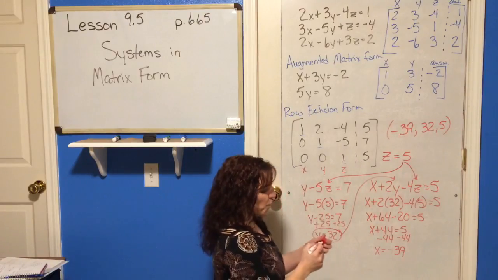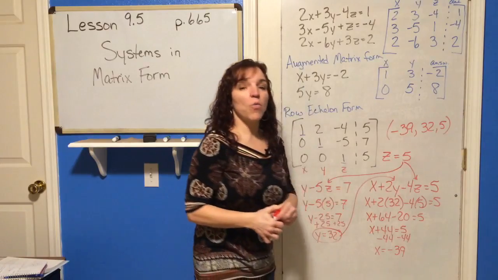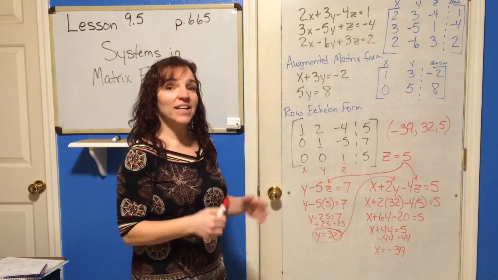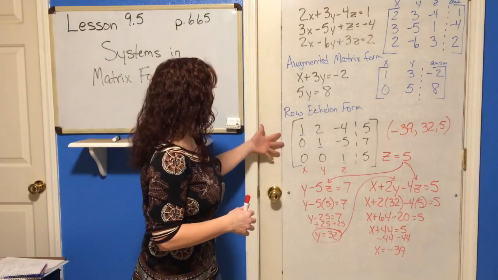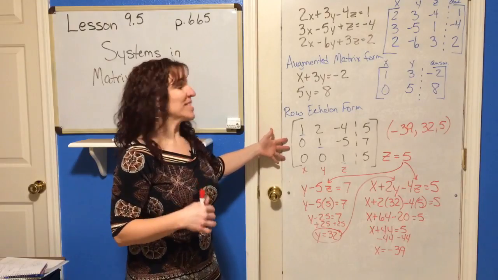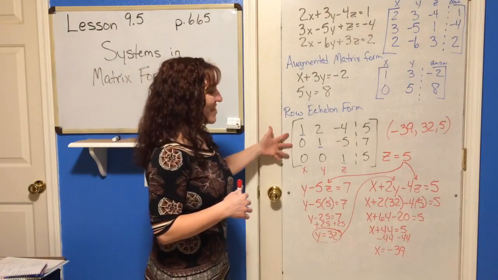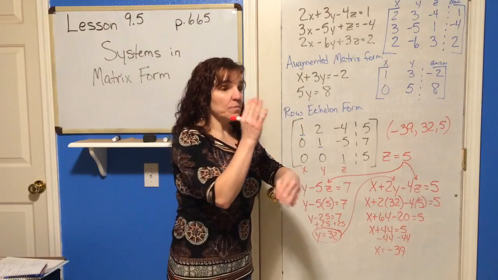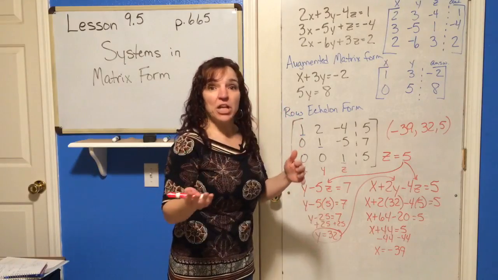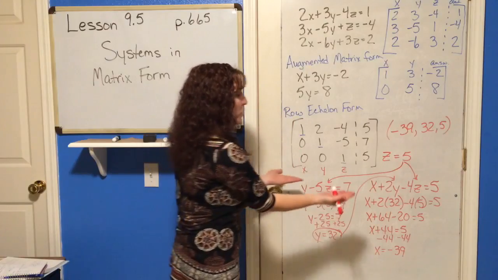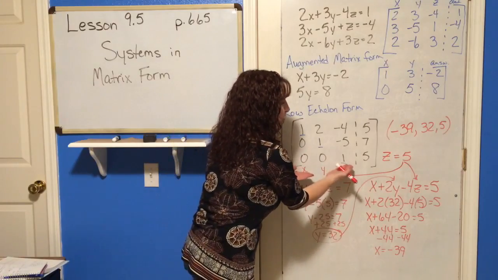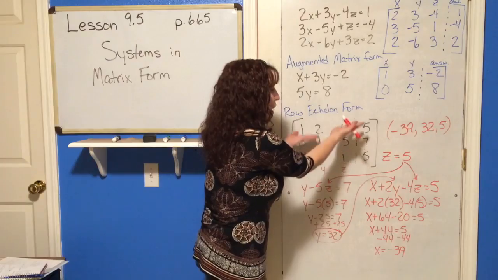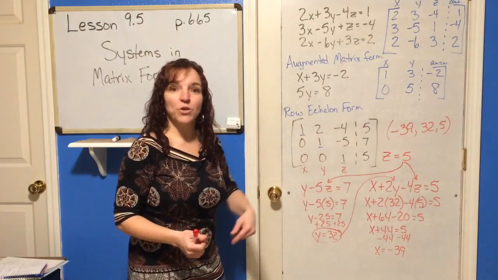Ta-da! So what happens is if I want you to solve a system in matrix form, I'll give you the augmented matrix in row echelon form, and this is all I want you to do. So you don't have to do any of the elimination. It's already been done for you. Remember to start at the bottom with the Z equals something and work your way upward. All right, and plug in what you know as you go.